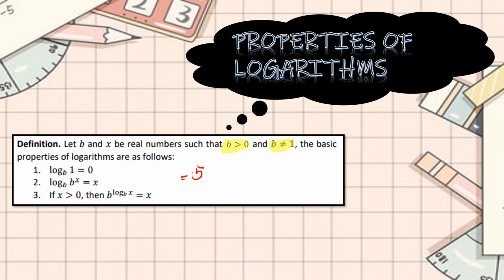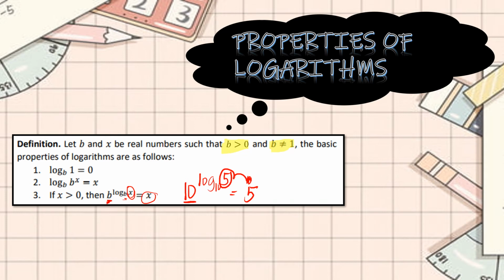Okay, next property. If x is greater than 0, then b raised to logarithm of x with the base of b equals x. So, dito same lang ulit yung kanyang base. Kukunin mo lang yung x. Okay, so halimbawa, 10 raised to logarithm of 5. So, equal lang to lagi kay 5. Bakit? Kasi same lang naman yung kanyang base. Yung 10 dito, same lang as base sa exponent niya na logarithm or the common logarithm. Then, kunin natin si 5. That is the final answer.